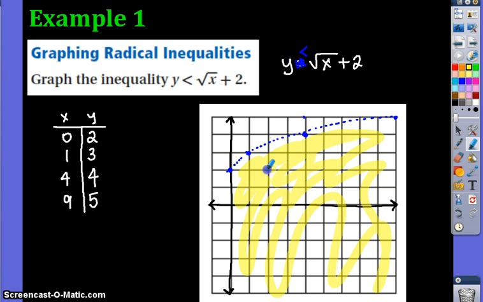And we want to use the y-axis as our boundary. We wouldn't shade over here. That doesn't make sense in the context of this problem. So since our lowest value is 0, we stop there.